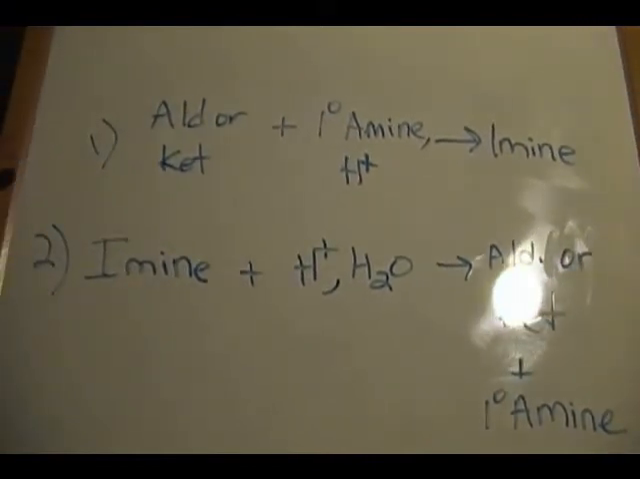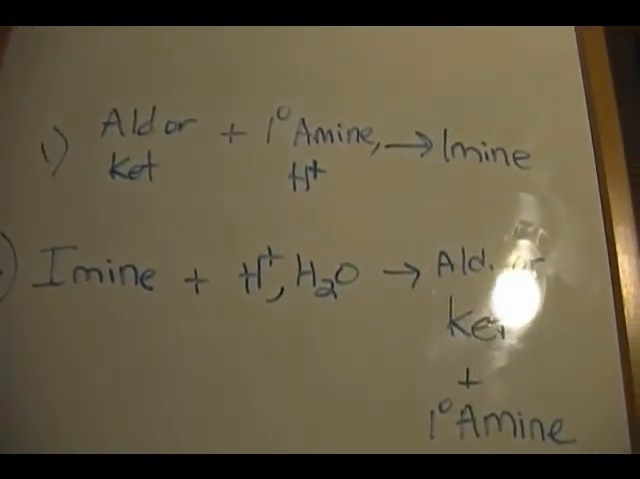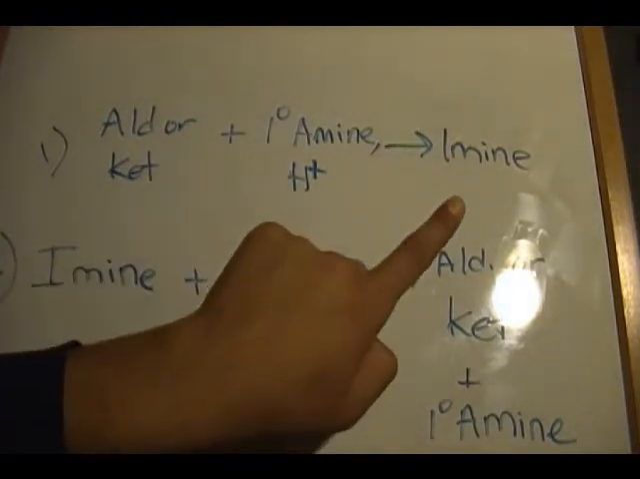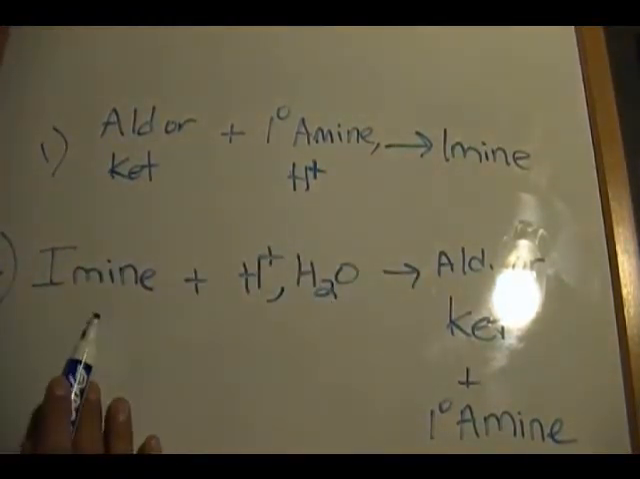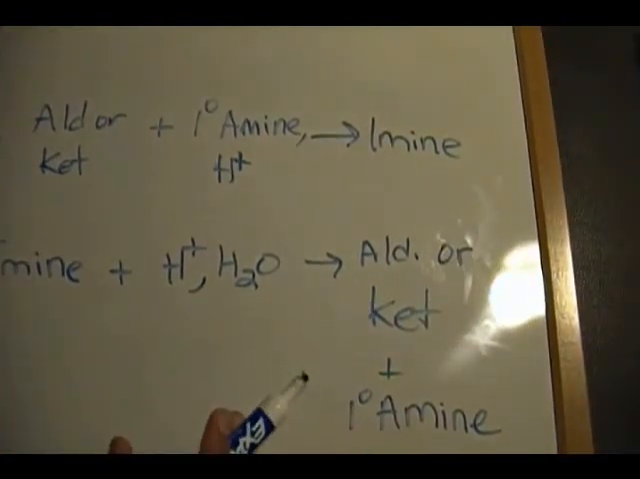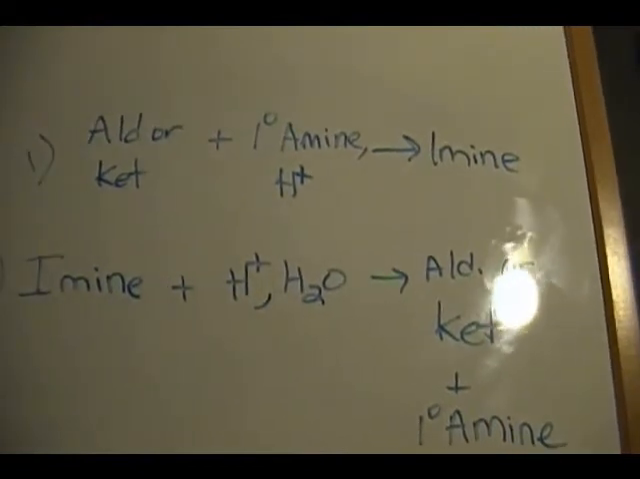So we're going to talk about reaction 1 and reaction 2. So again, aldehyde or ketone plus a primary amine gives you an imine. Now an imine plus H plus H2O gives you an aldehyde or ketone plus your primary amine. So remember, this reaction is reversible. In the first part, I'll be talking about reaction number 1, where you're forming the imine, okay?